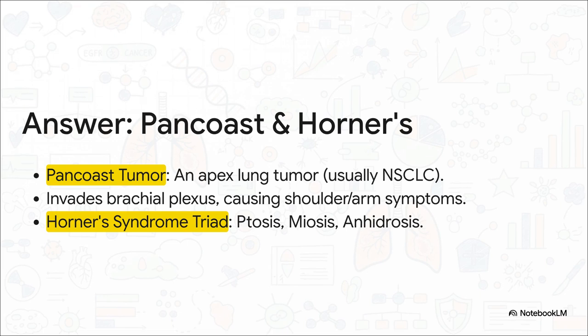It makes perfect sense when you think about the anatomy, right? The tumor's at the very top, the apex of the lung. So as it grows, it can press on the brachial plexus, that's your arm pain. And if it also hits the sympathetic nerves running nearby, it gives you that classic triad for Horner's: the ptosis, miosis, and anhidrosis. Recognizing that combo is key.